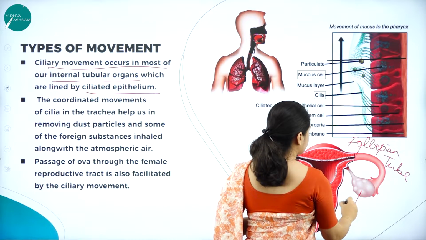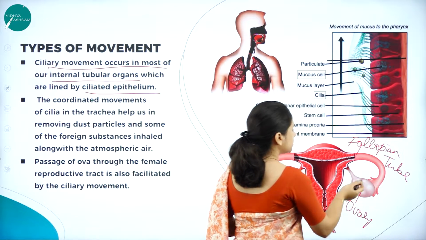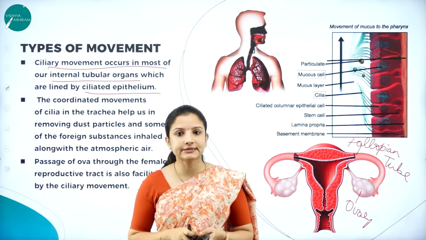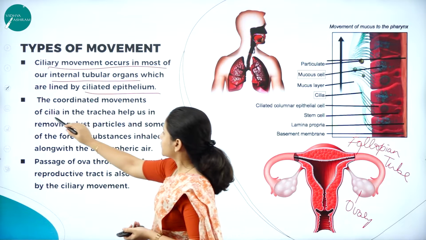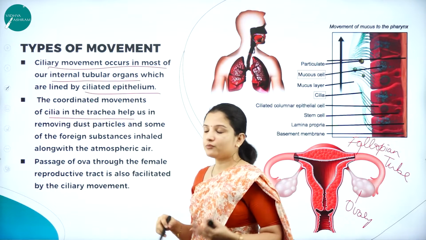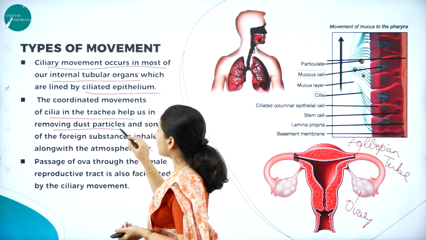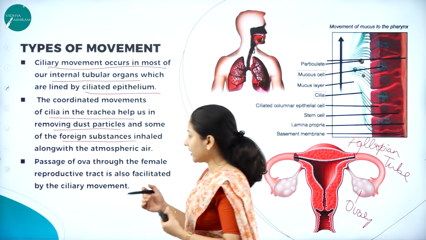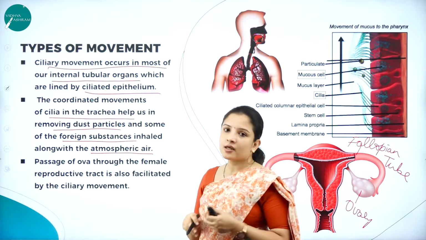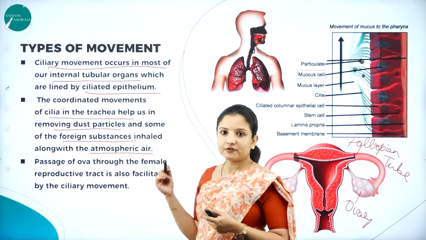Have the ovary. So this kind of movement is also a ciliary movement. The coordinated movement of cilia in the trachea helps us in removing dust particles and also some of the foreign substances that we have inhaled along with the atmospheric air. This is one example for ciliary movement.